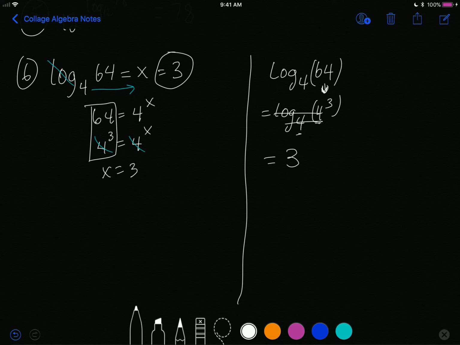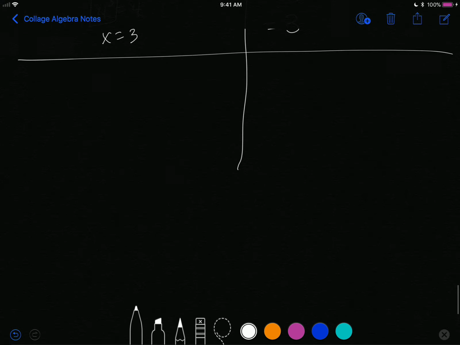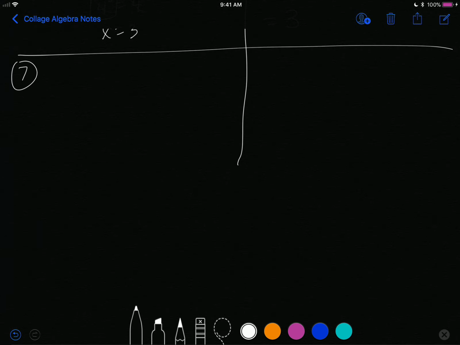Let's try another one. Number 7. Let's say I have log base 4 of 1. Well, you should immediately know what the answer is. Log base 4 of 1 is 0. That's one of our properties.